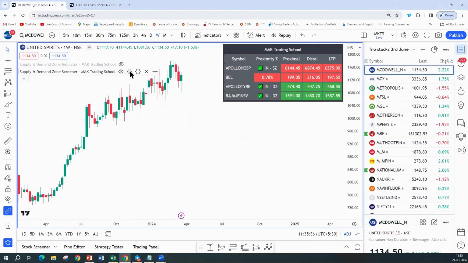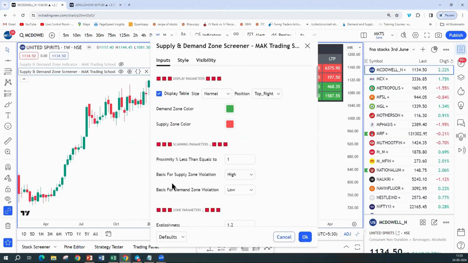So what does the screener do? On the screener, the scanning parameter that I'm looking at is proximity percentage. I'm looking for stocks which are within 1% range of the zones. So either it is within 1% of supply or within 1% of demand. So that's how I use this indicator, the screener.